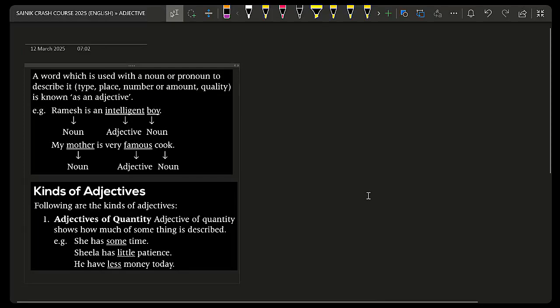She has some time. How much time? Some time. So some is the adjective here. That is how much time there is. It is describing the time. So some is an adjective of quantity.